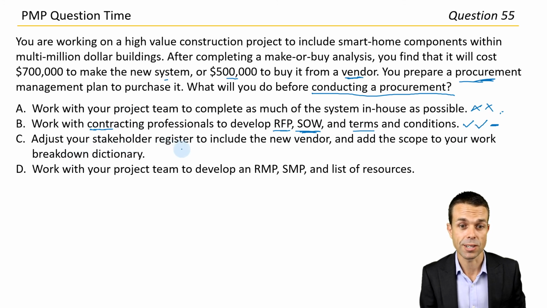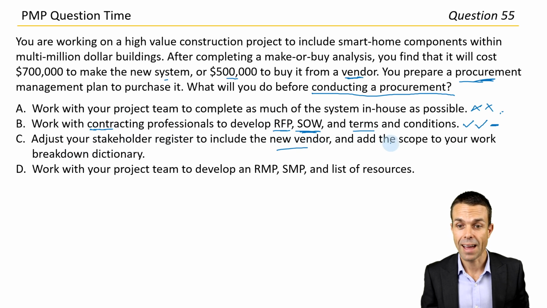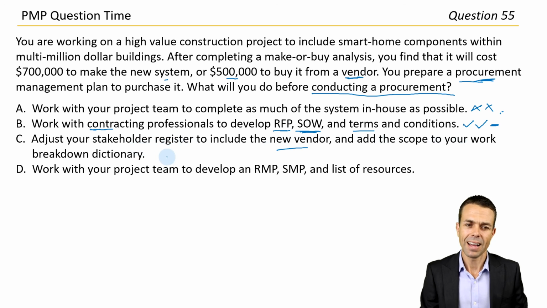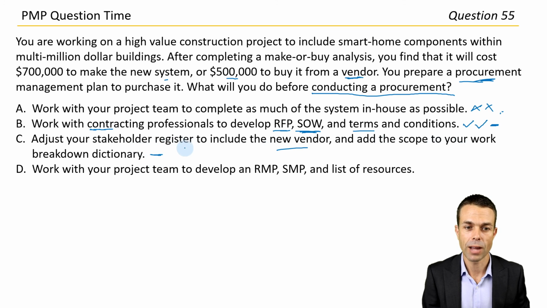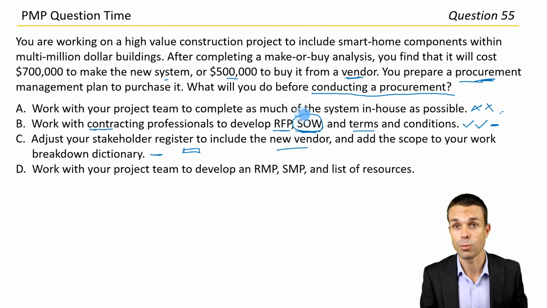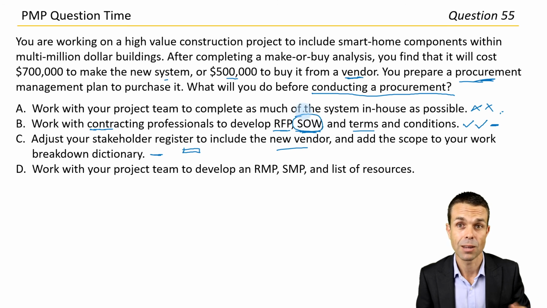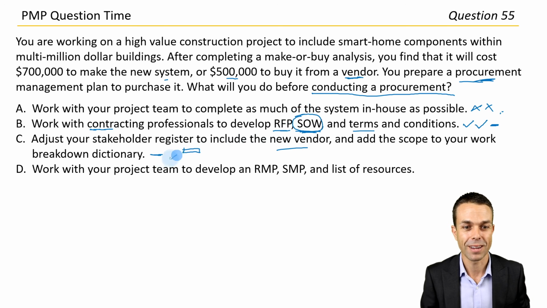Adjust your stakeholder register to include the new vendor and add the scope to your work breakdown structure dictionary. Probably not the right order. We should have that scope already. That's how we create our statement of work. It comes from the scope that we actually need delivered, isn't it? It's just someone else is going to be delivering it this time. So let's put a no for now.